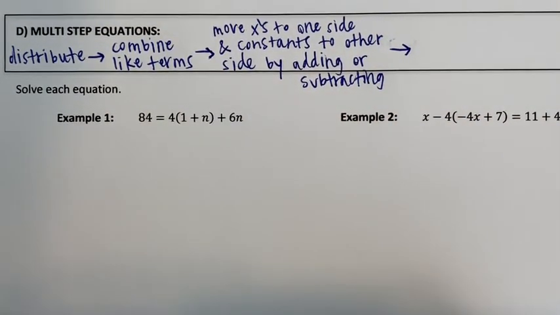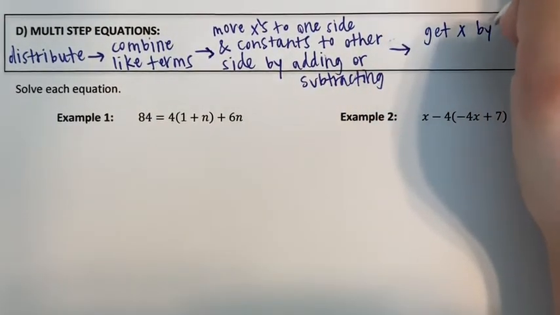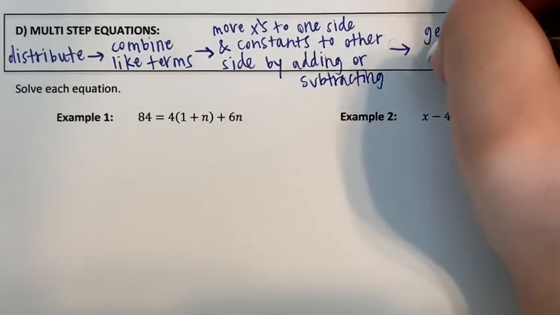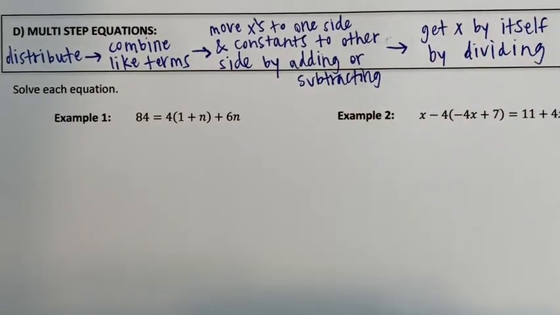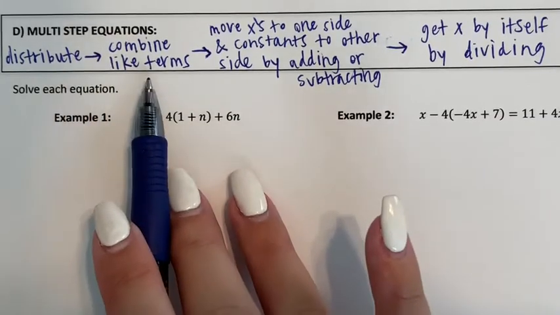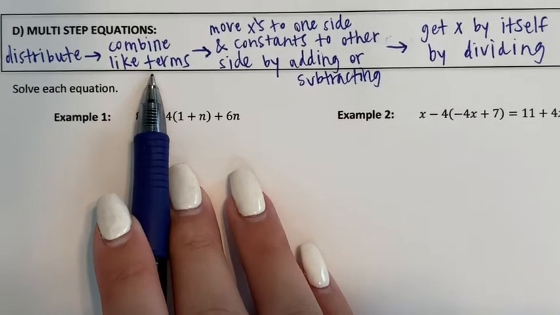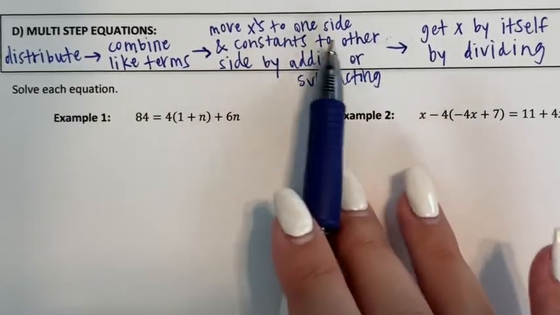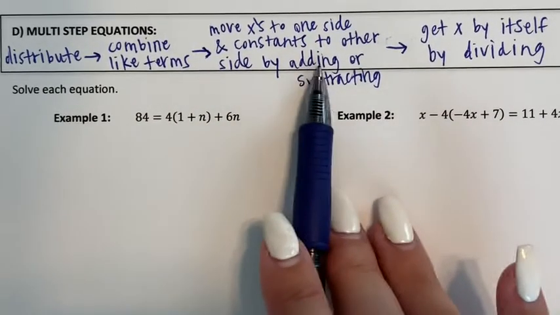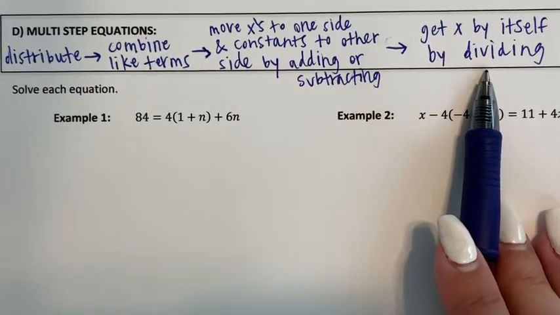And then we can finally get x by itself by dividing. So we first distribute. Second, we combine like terms. And again, we're combining on the same side of the equal sign. You can't just start moving stuff wherever you want. In order to move stuff to the other side, you have to move x's to one side and constants to the other side, and we do that by using our inverse operations, by adding or subtracting here. And then our very last step, we can get x by itself by dividing. If you have a number times x, you have to divide to get x by itself.